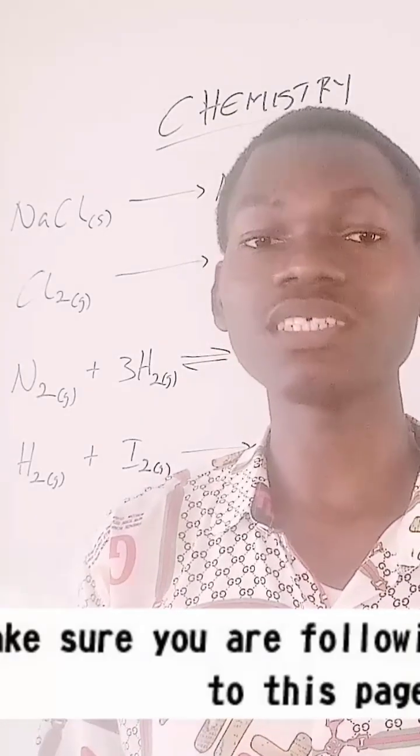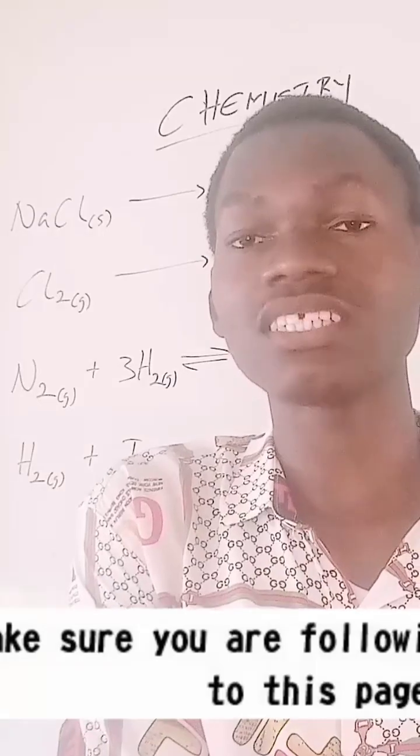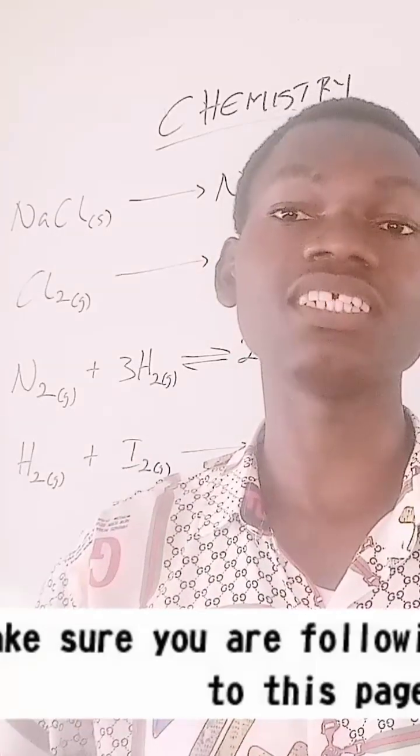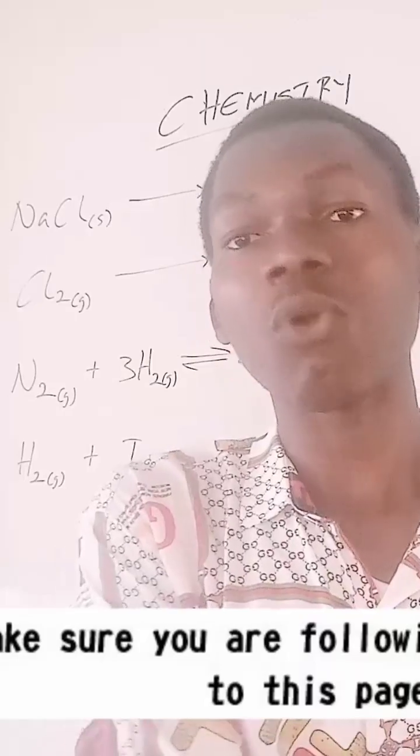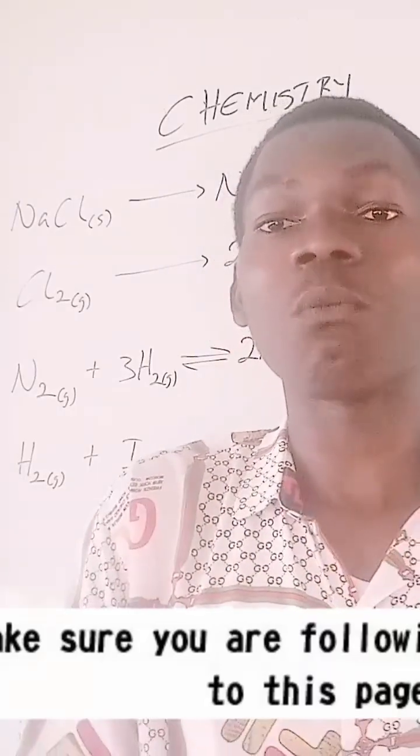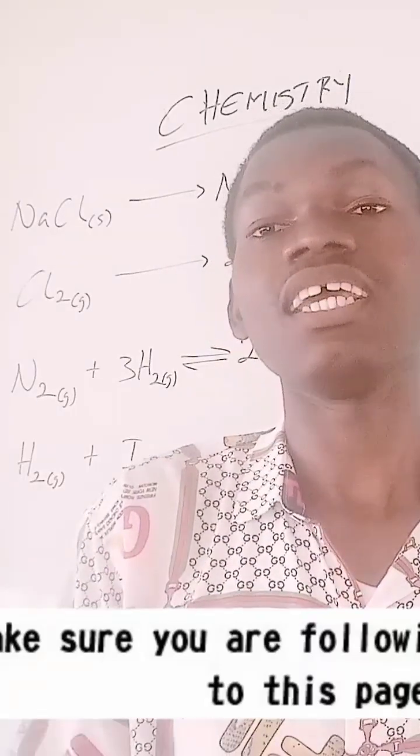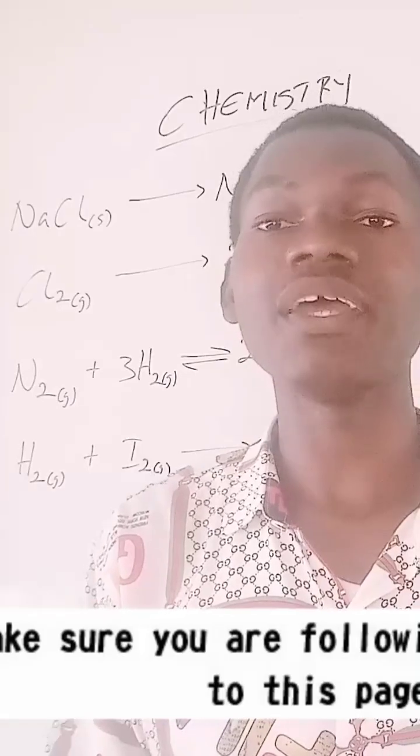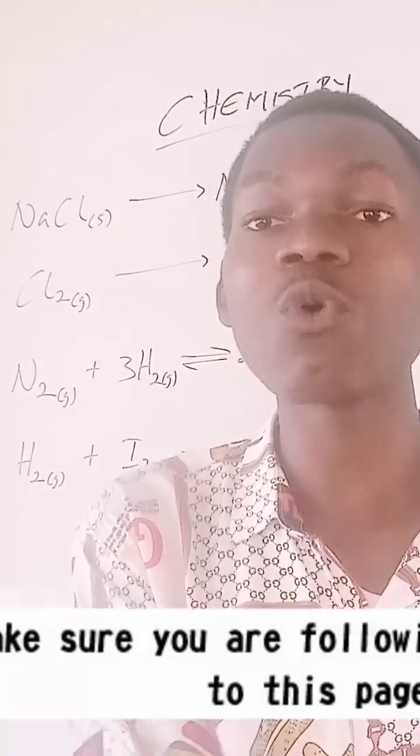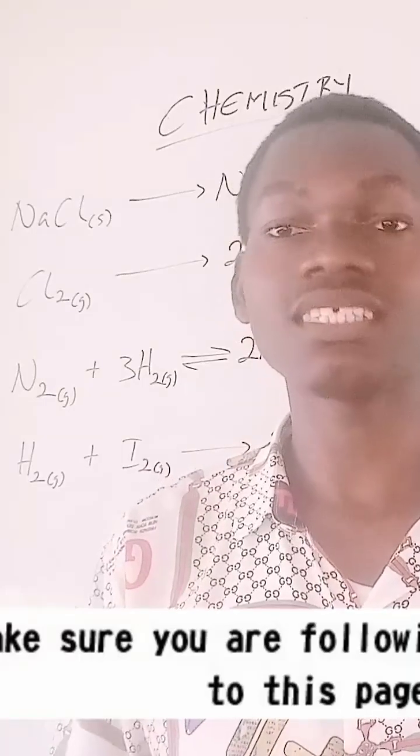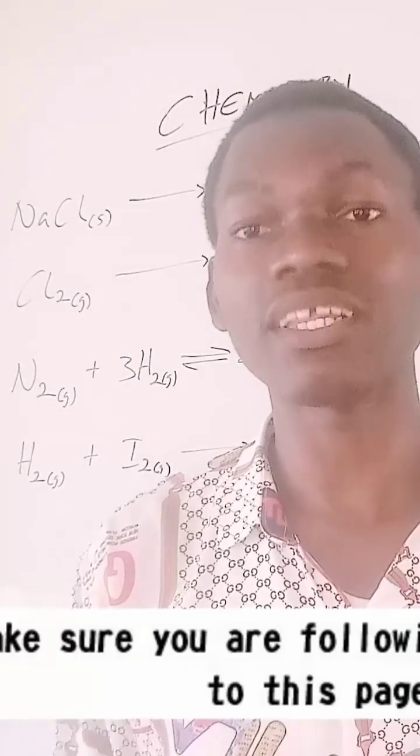Now, entropy change means moving from a more arranged to a less arranged system. So if a system is more scattered and then it moves to more orderly, then it has a negative entropy change. But when a system is less scattered or less disordered and then it moves to a more disordered system, it has a positive entropy change.